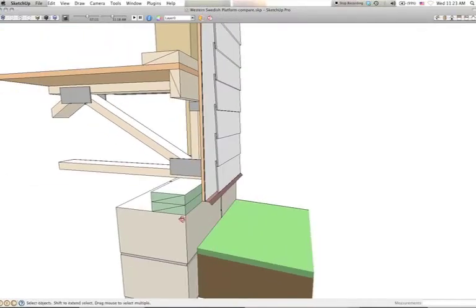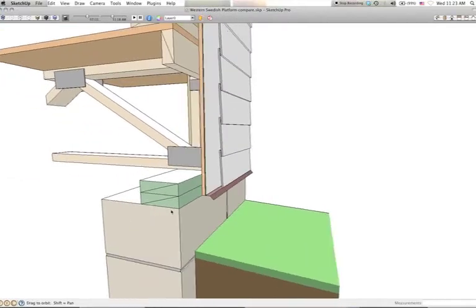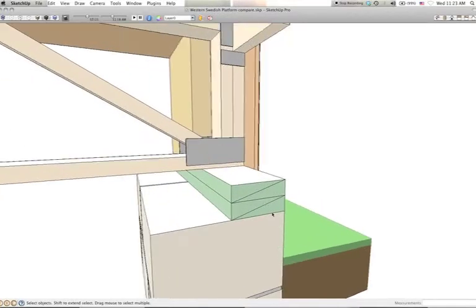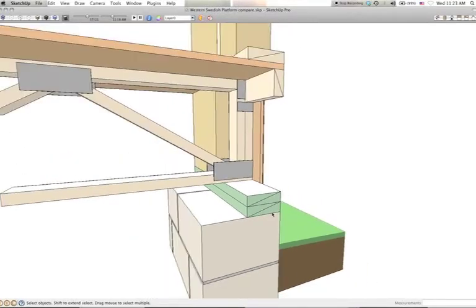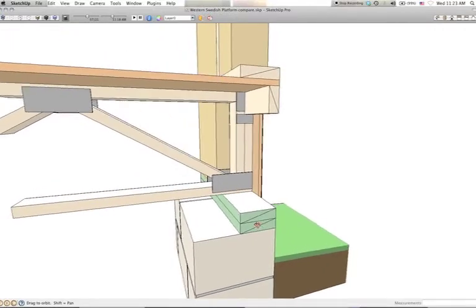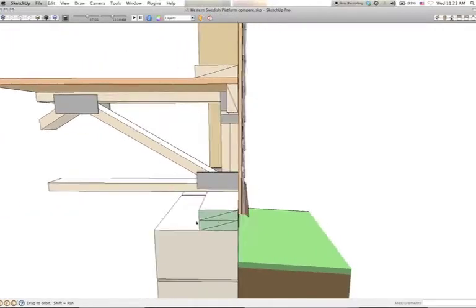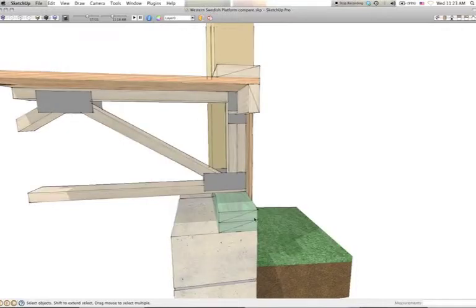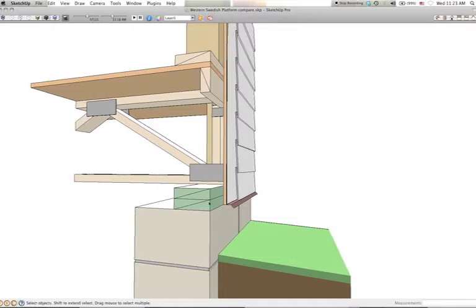Conventional practice is to use two sill plates in decent construction. In the United States, very frequently you'll find only one, but we're showing two here. Of course, two sill plates give you more thermal transfer from the inside to the outside.